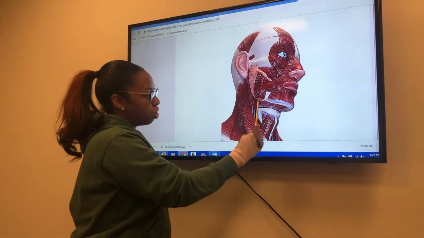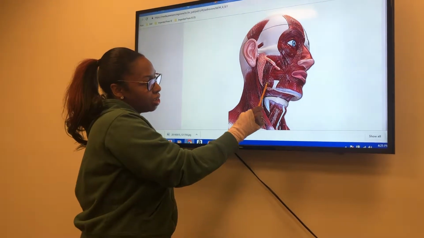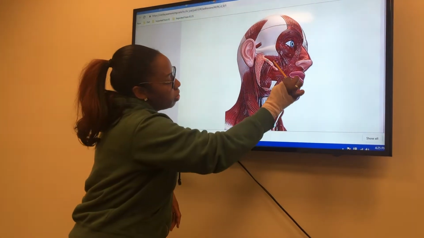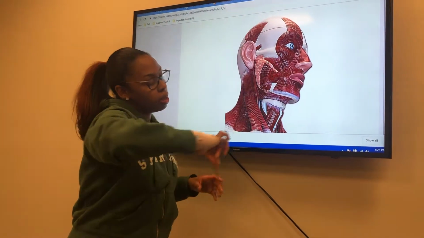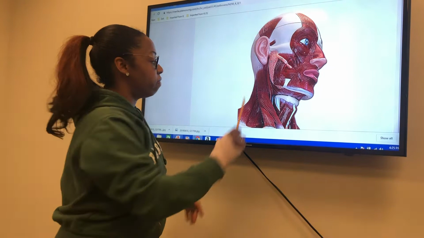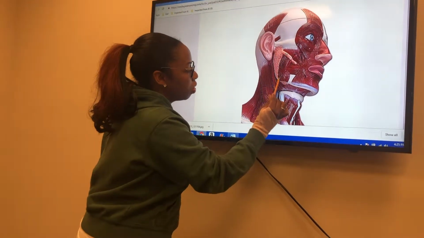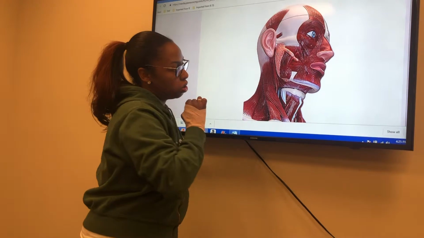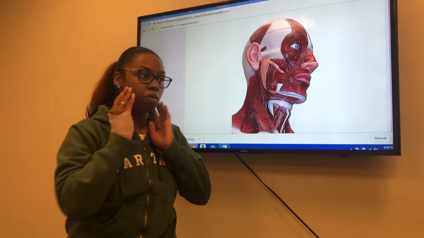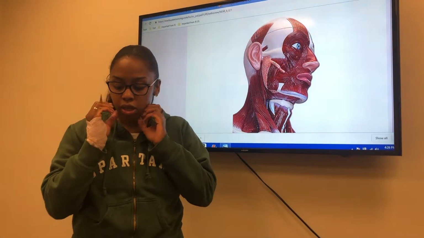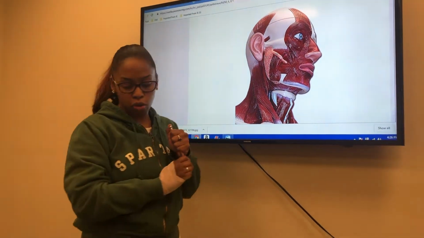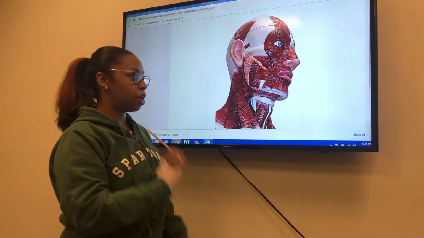This is the masseter muscle, which has an origin of the zygomatic arch. So that will be in this area here in the cheek area. It has an insertion of the lateral surface of the ramus of the mandible. So the mandible is this bone here, so it would be in this area where its insertion was. Its action is to close the jaw, so that would be closing the jaw like this, and it has an innervation of the mandibular branch of the trigeminal nerve.